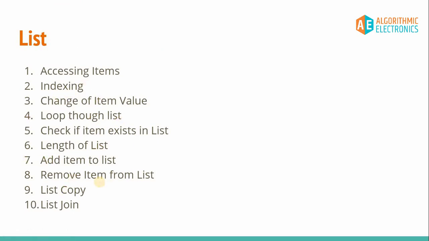Now list is the collection data type in Python which can hold multiple values at a time. When I talk about multiple values, it can have more than one value, or even zero values, or even one value as well. But when I declare a particular variable as a list, it can store multiple values, more than one.